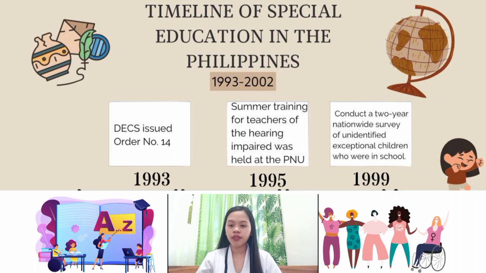In 1995, the summer training for teachers of the hearing impaired was held at the Philippine Normal University. In 1999, DECS Order No. 33, implementation of Administrative Order No. 101, directed the Department of Public Works and Highways, the DECS, and the CHED to provide architectural facilities or structural features for disabled persons in all state colleges, universities, and other buildings.